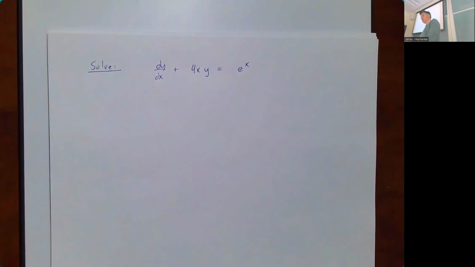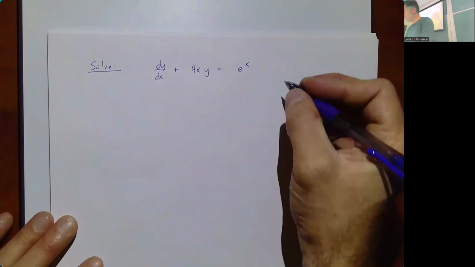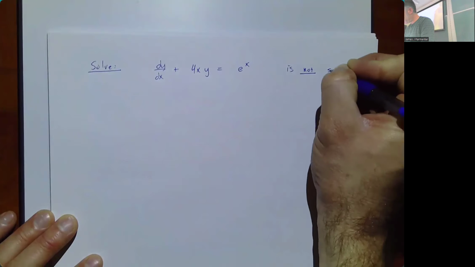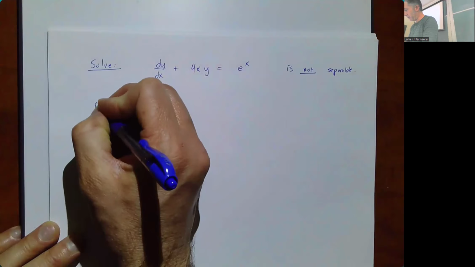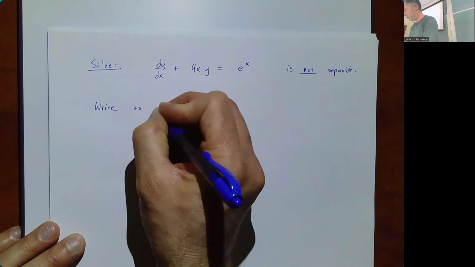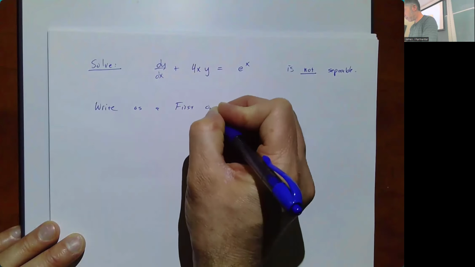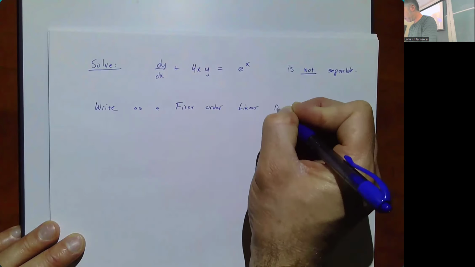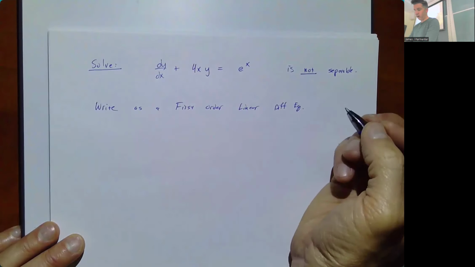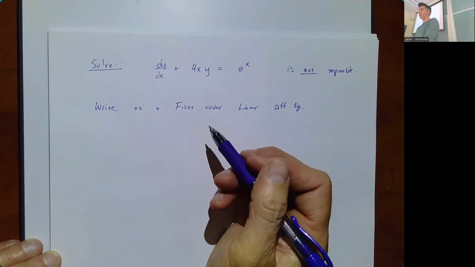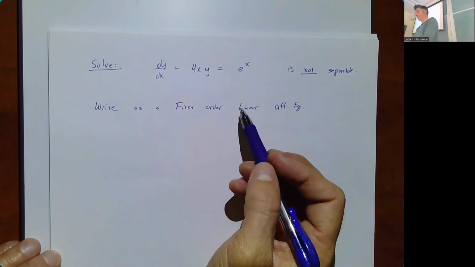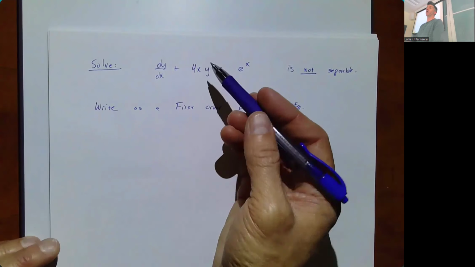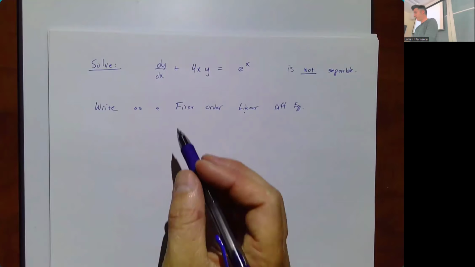And so something like this, you can't separate, right? This is not separable. But there is a method which requires us to write this as a first order linear differential equation. And by the way, just to explain what these words are, first order means you only have a first derivative. You don't have a second or a third or a higher derivative. Linear because the only power of y is y to the first. You don't have any other power. That's making it first order linear.